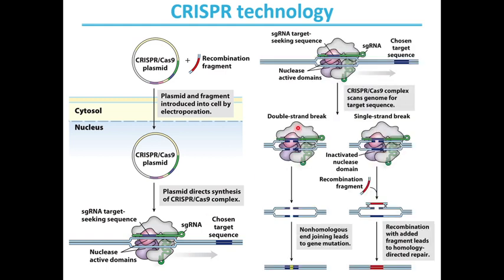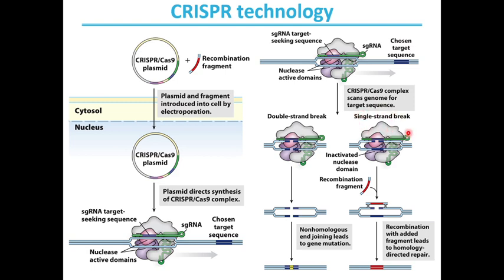Now, two different things can happen. Once it binds the target, if the nuclease Cas9 has both nuclease domains active, it creates a double-strand break based on the single guide RNA. And the double-strand break is usually repaired by non-homologous end joining in eukaryotes, which generally deletes or alters the nucleotides at the site where joining occurs.